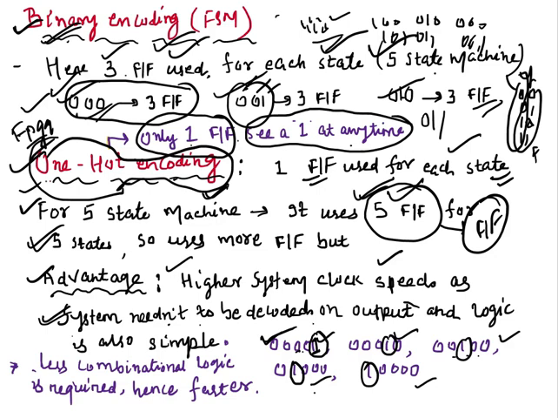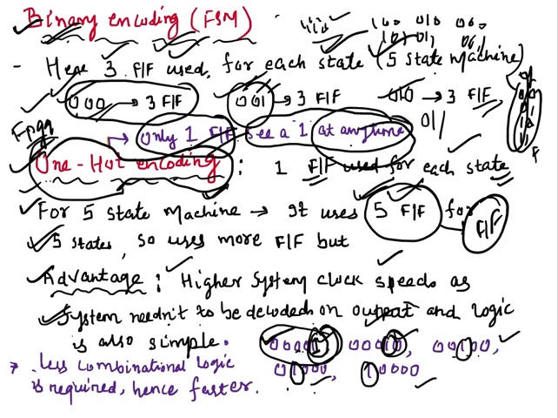But in our case, that means in the one hot encoding case, your decoding is very easy at the output. The system need not be decoded on output. And this logic is also so simple, because at any time only one flip flop is active here.